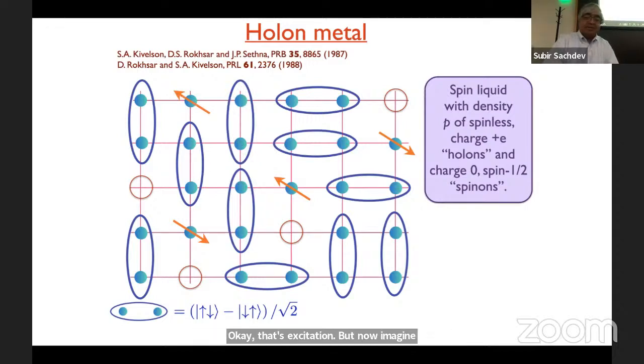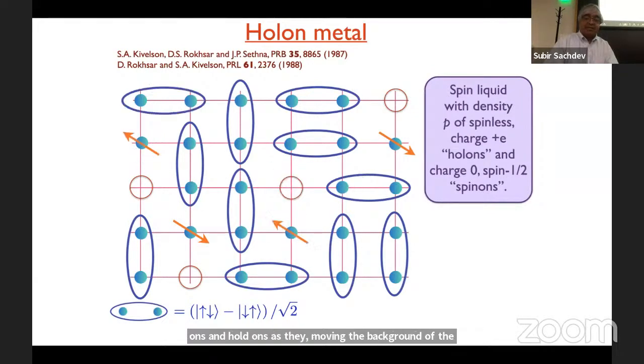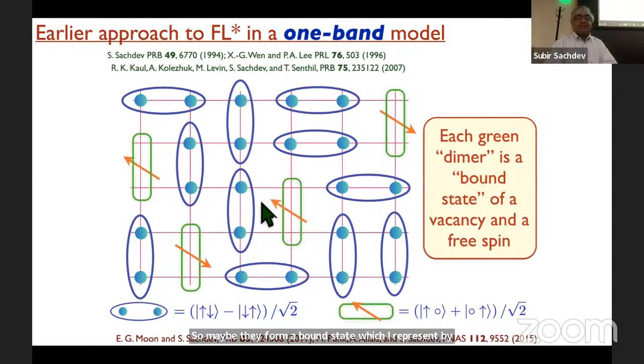But now imagine that these spinons and holons, as they're moving in the background of the spin liquid, happen to be near each other. And now because of this, there's some attractive force between them. So maybe they form a bound state, which I represent by this green dimer. So this green dimer is really a spin and a hole, or a holon, resonating this way. And there's some energy gained by that. In fact, the energy gained is quite large because it's the hopping matrix element t, not J, which is controlling everything else. So maybe this bound state forms, and in this simple picture, the bound state is just a dimer. That's a very crude ansatz, but anyway, maybe that's what it is.